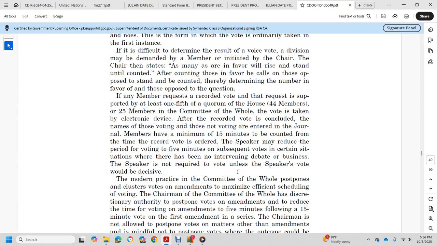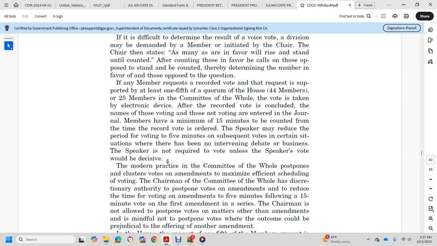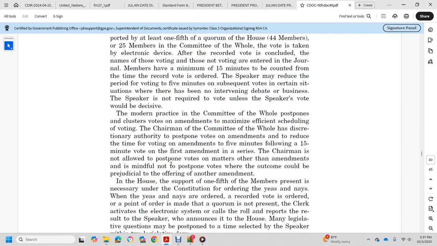The Speaker may reduce the period of voting to 5 minutes for subsequent votes in certain situations where there is no intervening debate on the business. The Speaker is not required to vote unless the Speaker's vote would be decisive. In practice, the Committee of the Whole postpones and clusters votes on amendments to maximize efficient scheduling. The chairman of the Committee of the Whole has discretion and authority to postpone votes on amendments and reduce the time for voting on amendments to 5 minutes, following a 15-minute first amendment vote in the series.